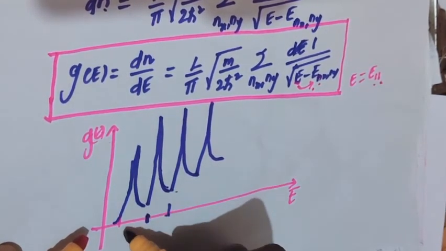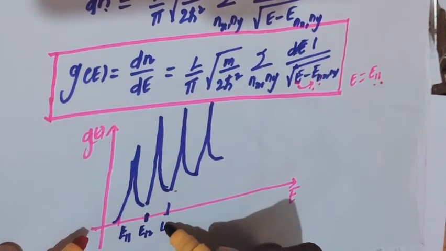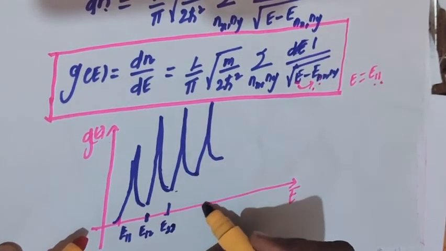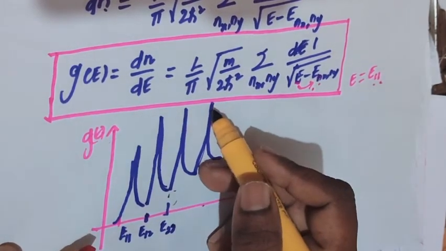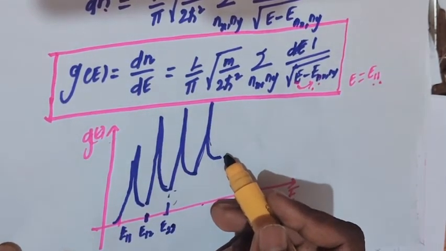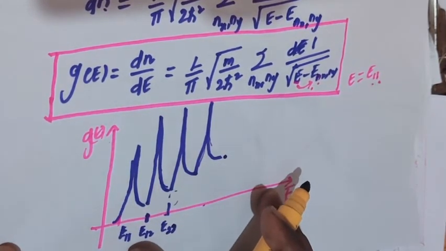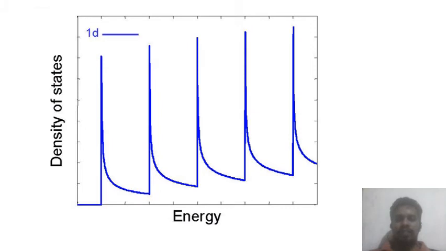Suppose you call this E11, the ground state energy. This is the first excited energy, and this is the second excited state energy. Like that, you can plot it. At each excited state you can see a sudden shoot up in the density of states, and then after that it goes as a square root function. So this is our density of states picture for the quantum wire. We derived everything, the density of states for the electron in the 1D quantum wire.